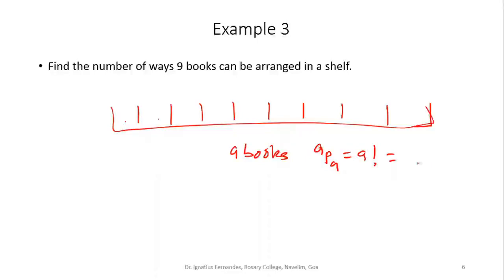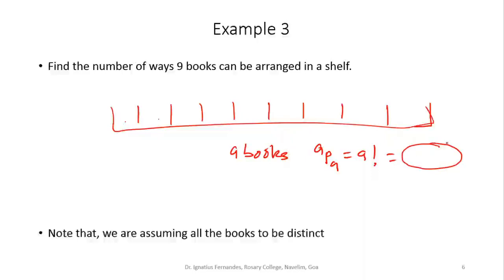9 factorial will be equal to 9 into 8 into 7 into 6, and so on, so that answer can be found out. Note that we are assuming that all the books are distinct. This formula of permutations that we are using here is with an assumption that all books are distinct. Only then we can say that there are 9 factorial ways I can arrange these 9 books in a shelf or in these 9 positions. So this is how we can use this permutation formula in arranging objects.